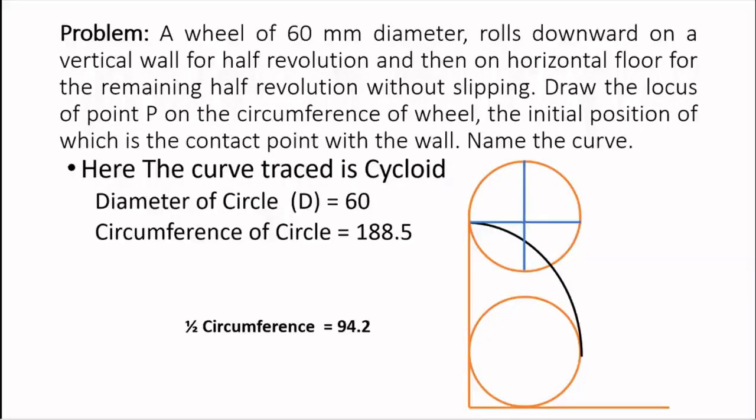Then the circle starts rolling horizontally and we again need to divide it at this position, and for the next half revolution, that is half the circumference distance, we find the cycloid. So this is the brief overview of the problem, and now we'll move on to the actual problem solving.